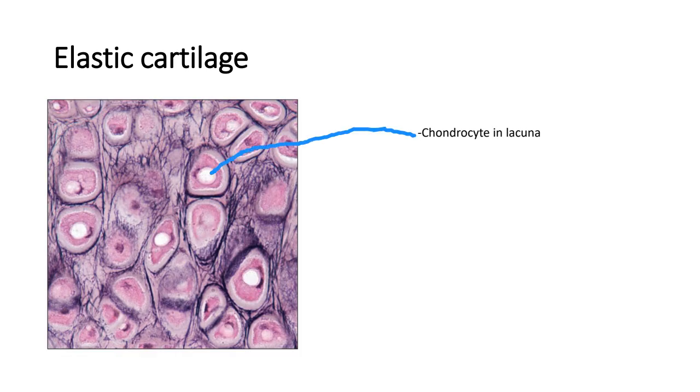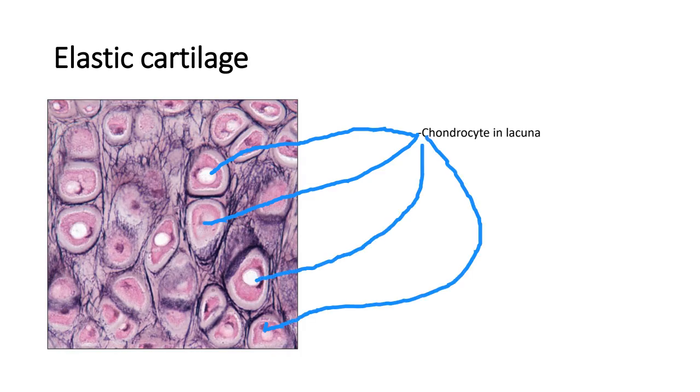Lacunae is just the shell. See this outside shell on here? That's lacunae. But that's a chondrocyte. Each one of these is a chondrocyte, is a cell, because they pack together to make the tissue. Okay? So the outside shell right here, that's called a lacunae. The inside part, that's the chondrocyte. Okay, so that's elastic cartilage found in the ear.